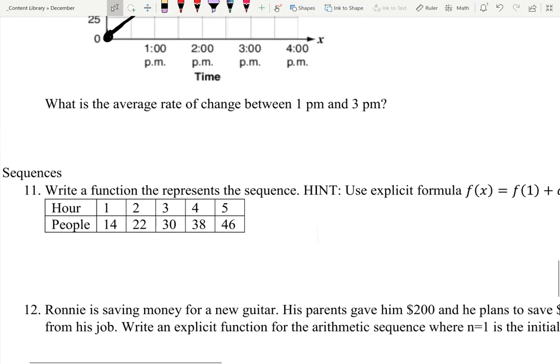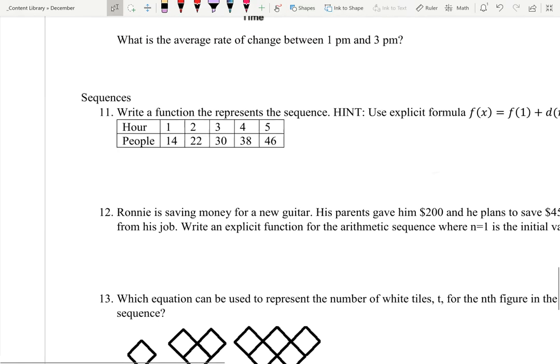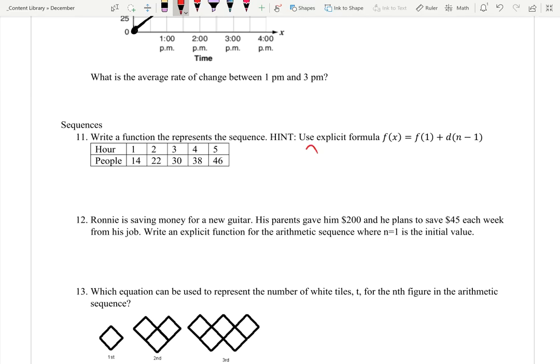Now, sequences, right? A function that represents a sequence. Hint, use the explicit formula. Remember, when we wrote this, we wrote f of x. You did terrible on this test, by the way. But anyway, f of x equals blank plus blank times n minus 1, right? This was for the first term. This was for the common difference, right? That's what f of 1 means. F of 1 means first term, and then d means the common difference, which is the difference in the problem.